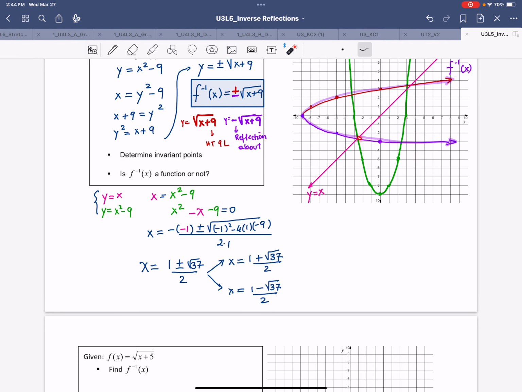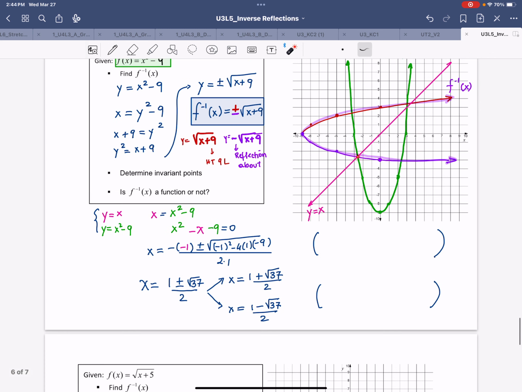So with two invariant points, we found the x values at the invariant points already, then we are ready to state the coordinates now. So we're going to have the first and the second down here. Now, I want us to think again. Invariant points are on the line where y and x are equal. What we just found were the coordinates of x. So 1 plus root 37 over 2, that's the x coordinate of the first invariant point, which I'm thinking should be this one here, and 1 minus root 37 over 2.